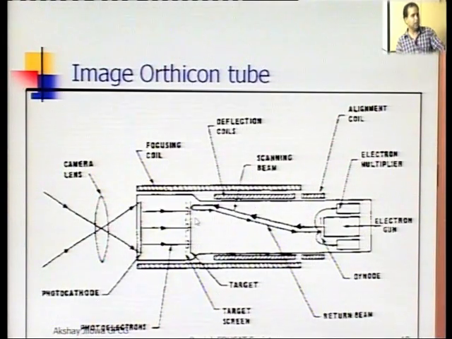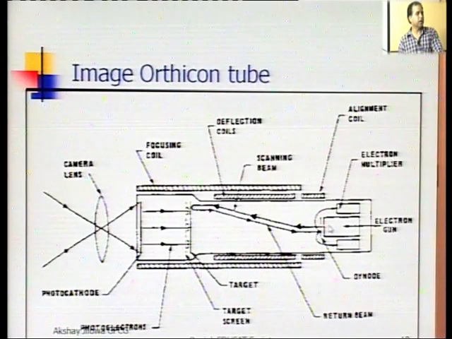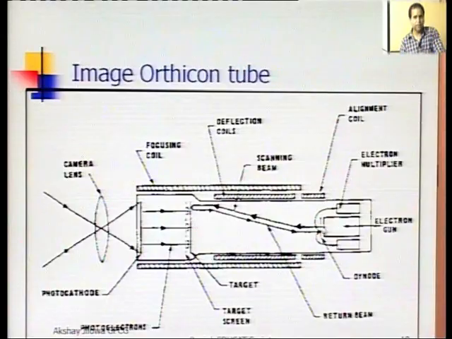How many electrons have been liberated is known by scanning the target plate, or target screen, with the help of the electron gun. From the electron gun, electrons are liberated and these electrons travel under the effect of 3 different coils. What are these coils? First, the alignment coil, which is responsible for alignment of electrons. Electrons should be kept aligned throughout their journey from electron gun to the target screen, and this is ensured with the help of the alignment coil.